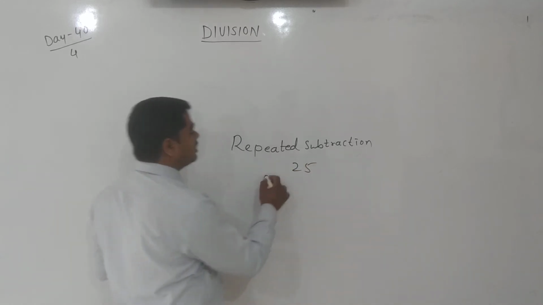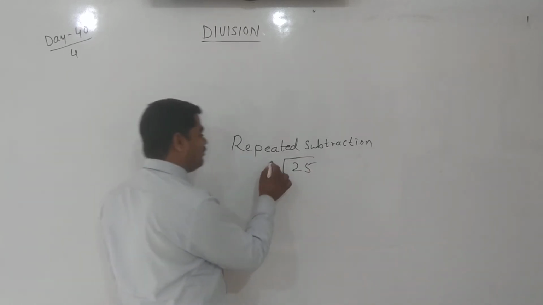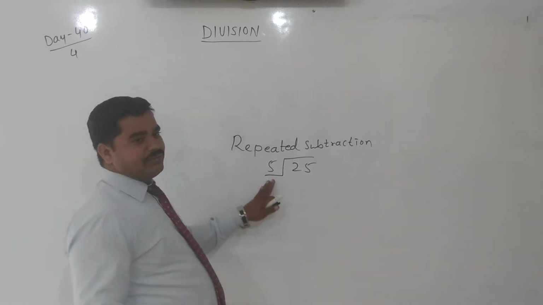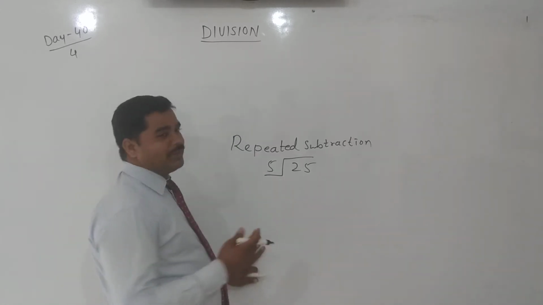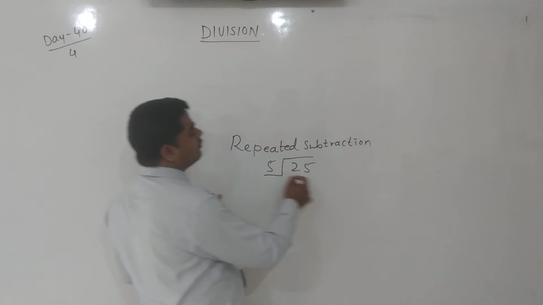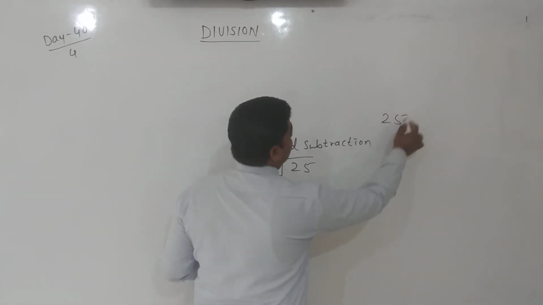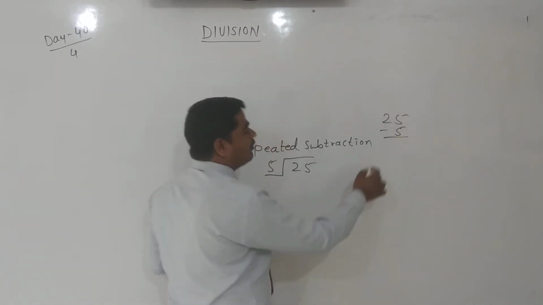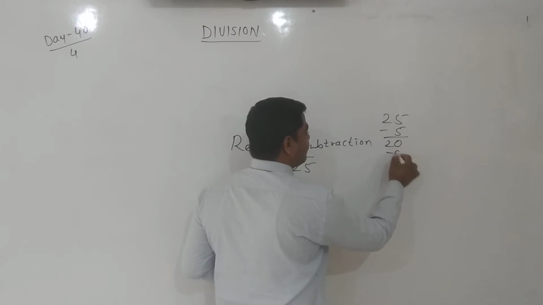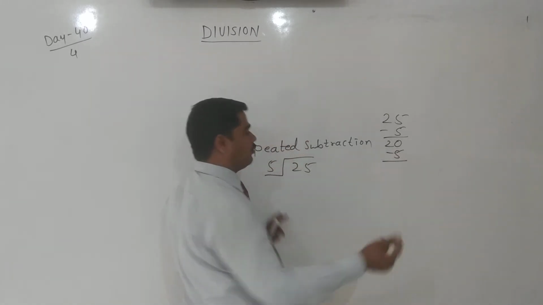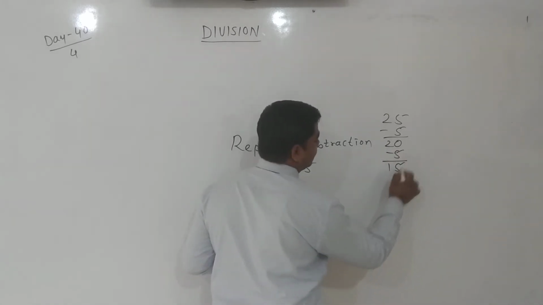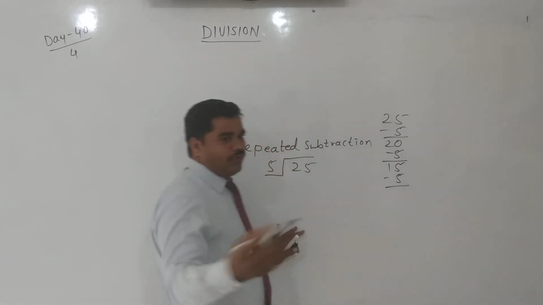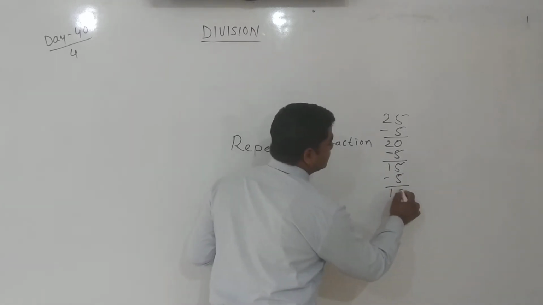25 chocolates you are distributing among 5 people. 5 people means each one will get how many chocolates? First we will give everybody one chocolate, then 5 less. How many remain? 20 remain. Again you give one more. Then 15 is remaining. Again you give one more for them. Then they have collected 3 chocolates.